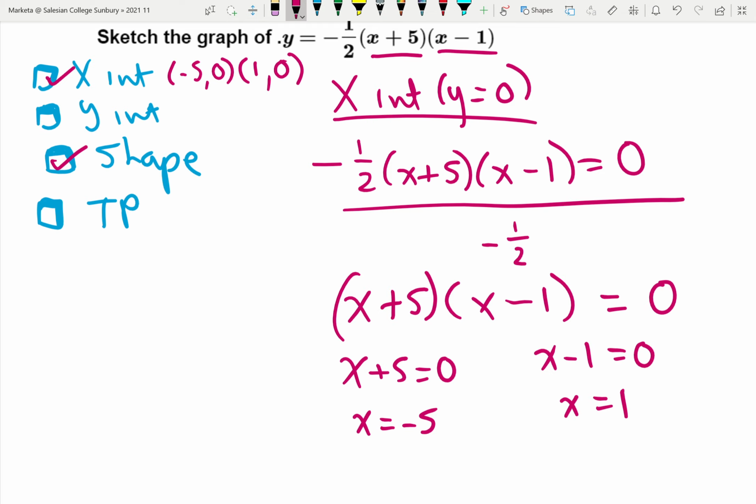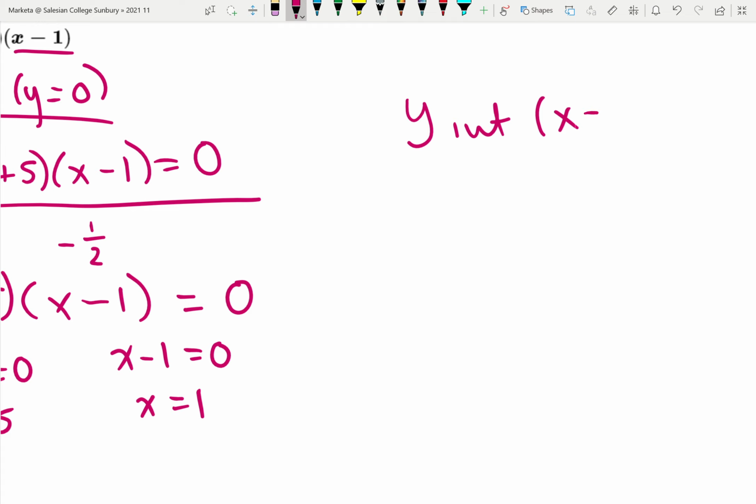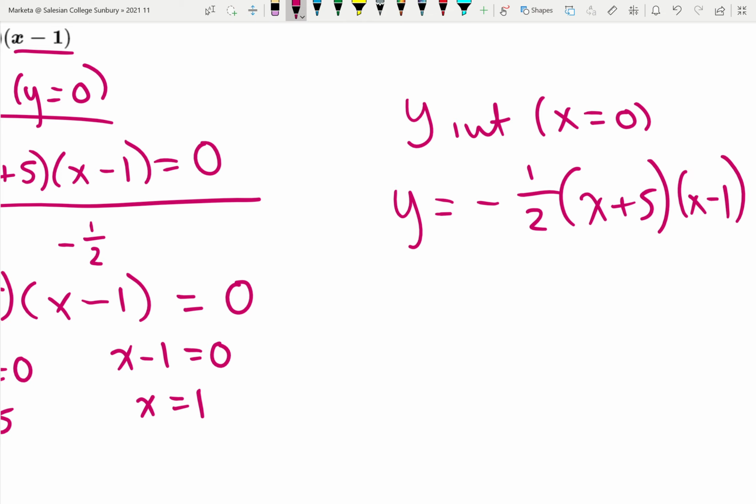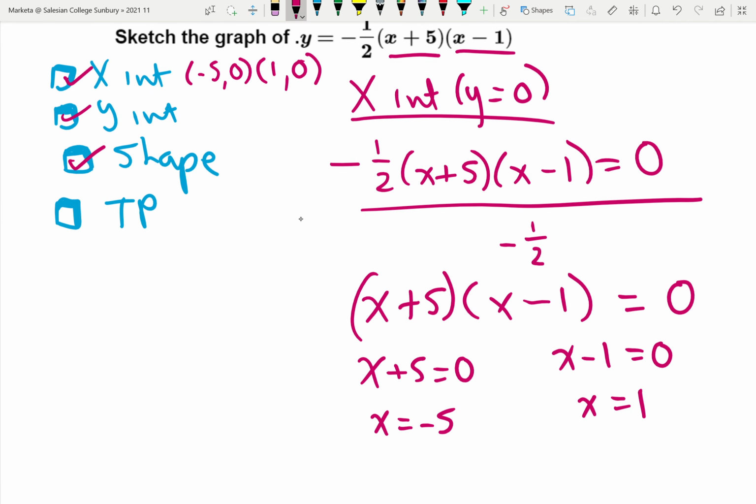Okay, I'm going to do the y-intercept next. So y-intercept, that's where x equals 0. So we've got y equals negative half, x plus 5, x minus 1, and I forgot to turn them into zeros, so I'll do that now. So that gives me negative half times 5 times negative 1. So negative half times negative 1 just gives us positive half. So it's going to be 5 over 2. So our y-intercept is at 0 for x and 5 over 2 for y.